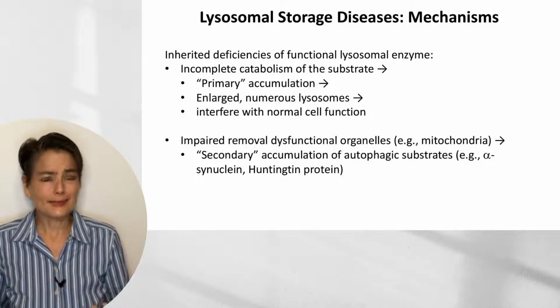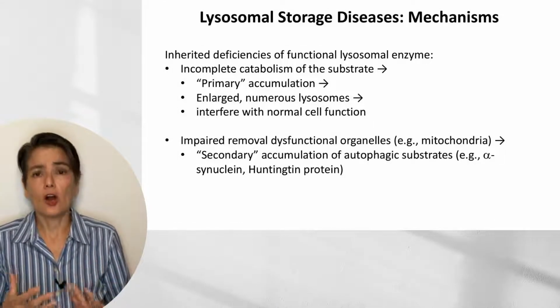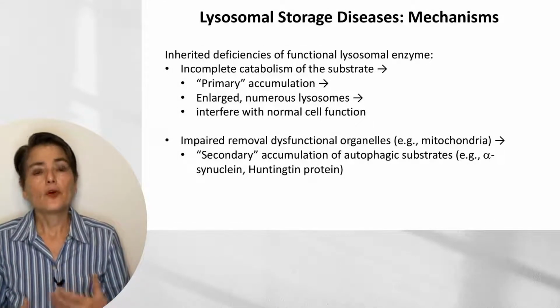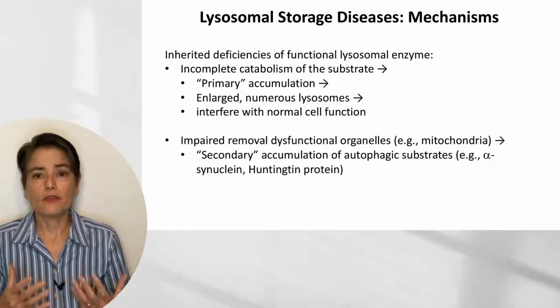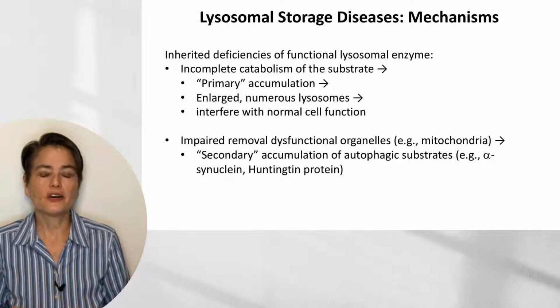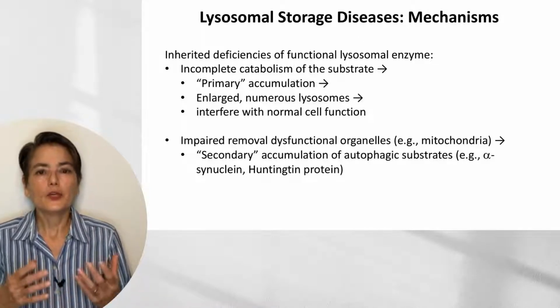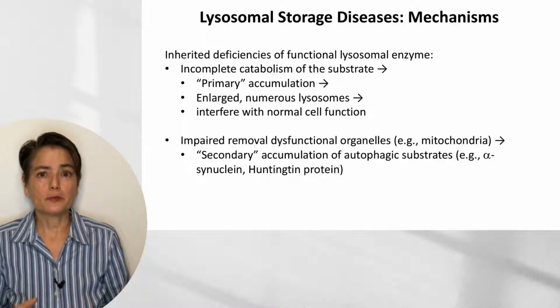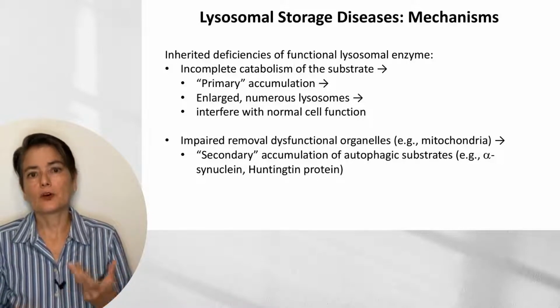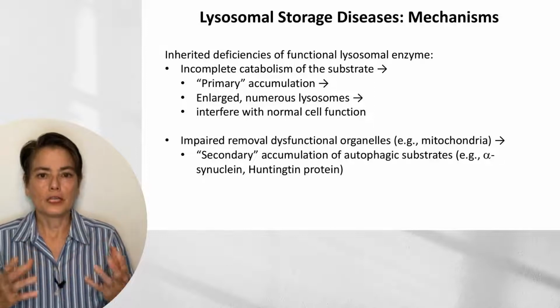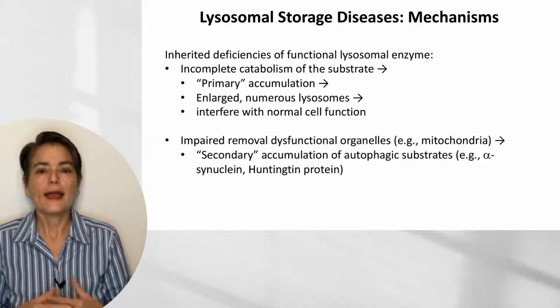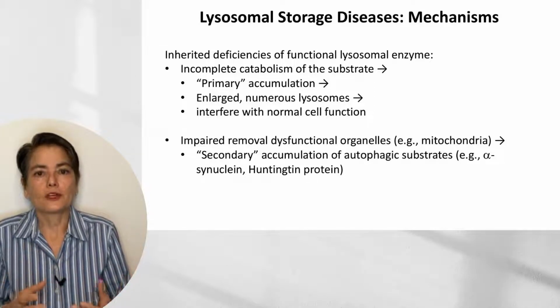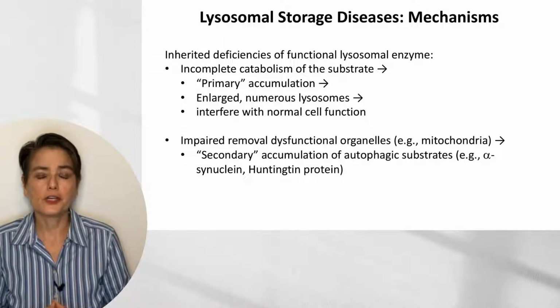So what is the mechanism by which these diseases cause disease? So if you have an inherited deficiency of a functional lysosomal enzyme, you'll get incomplete catabolism of the substrate, which will then accumulate. This is called primary accumulation. We'll get enlarged numerous lysosomes, and these large organelles are going to interfere with the normal cell function.